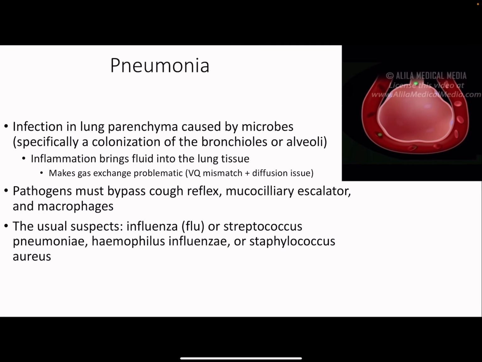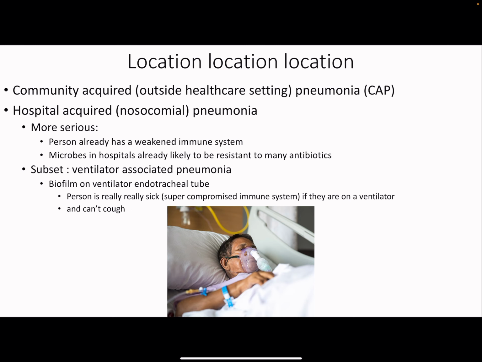So really just any infection of the lung parenchyma that's caused by microbes. This is going to bring in tons of fluid into the tissue. It can cause VQ mismatch. In extreme cases, it can be called a shunt. It can cause diffusion issues as well. But for pathogens to get in, they've got to bypass the cough reflex, the mucociliary escalator, and macrophages. So usual suspects: influenza, Streptococcus pneumoniae, Haemophilus influenzae, and Staphylococcus aureus.